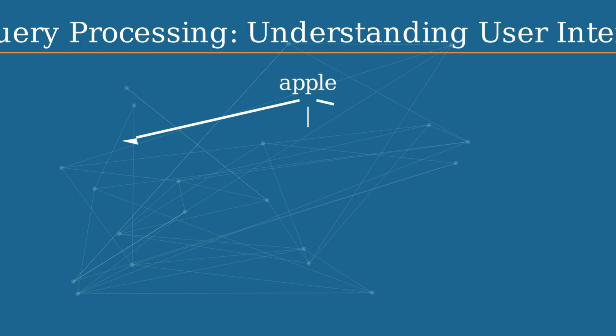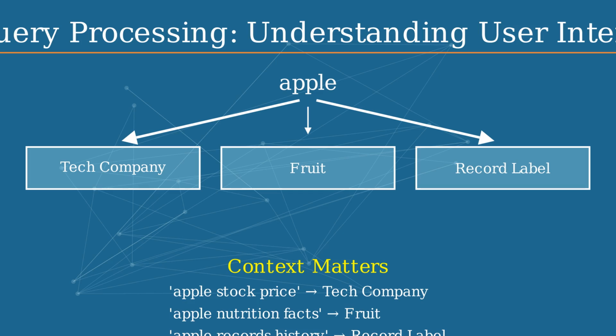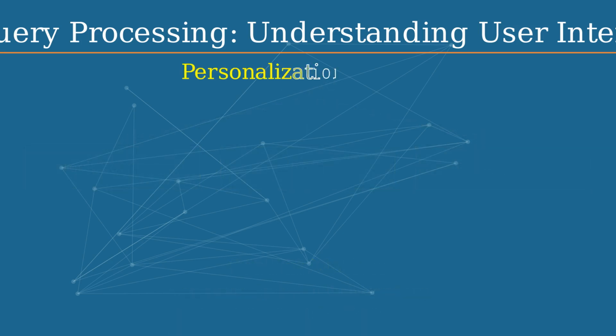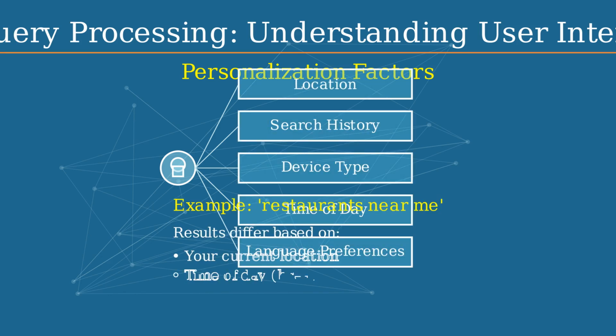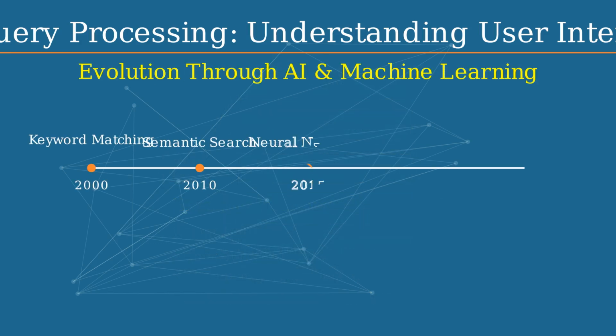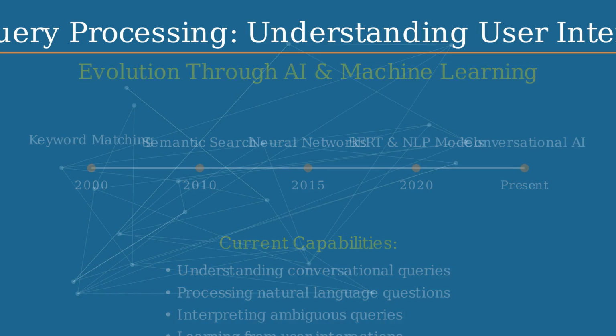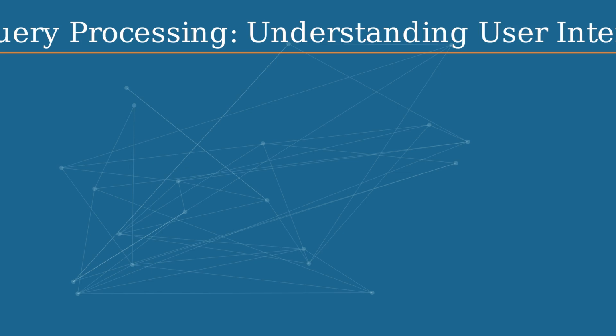Search engines use semantic understanding to recognize synonyms and interpret the true meaning behind ambiguous searches. Search engines also personalize results based on your search history, location, and preferences to provide more relevant information. The semantic understanding of search engines has evolved dramatically with advances in artificial intelligence and machine learning. As query processing continues to evolve, search engines become better at understanding exactly what users are looking for, even when queries are imprecise or conversational.